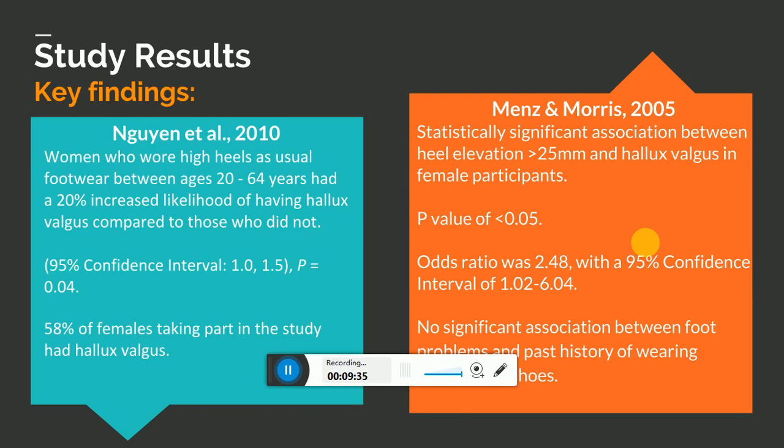Furthermore, a heel elevation of over 25 millimeters was found to have a statistically significant association with hallux valgus in female participants, with a p-value of less than 0.05. The odds ratio for this association was found to be 2.48, with a 95% confidence interval of 1.02 to 6.04. There was no significant association made between foot problems and past history of wearing high-heeled shoes.